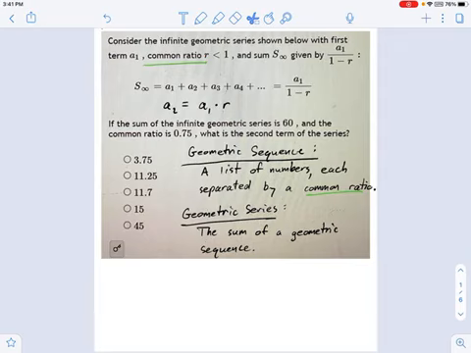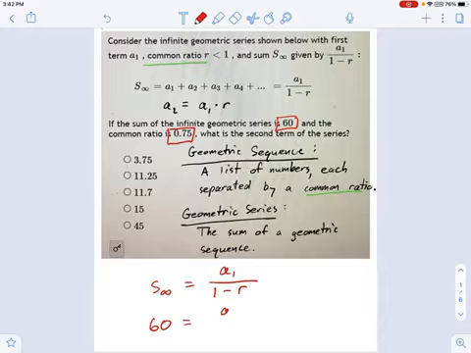I just want to get back to this problem and say, hey, I've got a couple things that I know. I know that the sum of the series is 60. So here's my equation, which was given to us in this problem: the sum of the infinite series equals A1 divided by 1 minus R. Well, the sum is 60, and the common ratio is 0.75. So we can use that: A1 divided by 1 minus 0.75. Here's the big ask: what is the second term of the series?